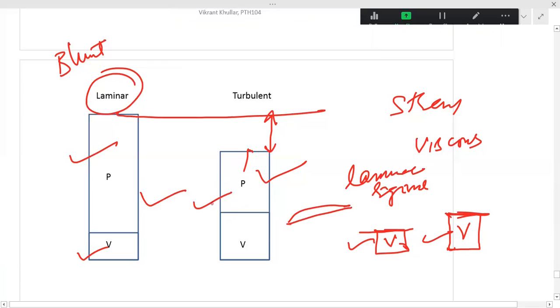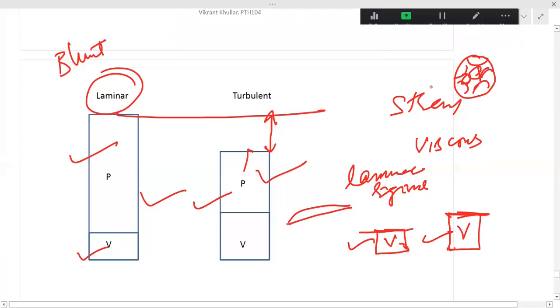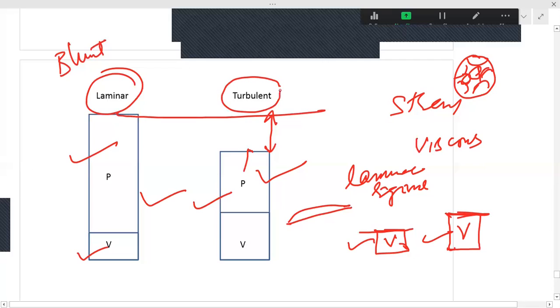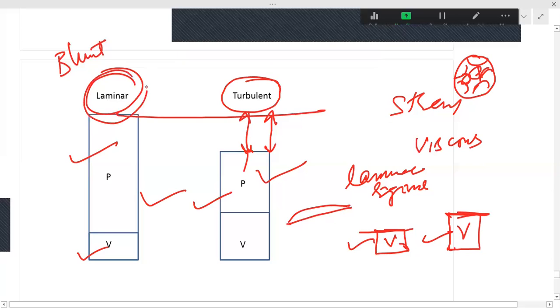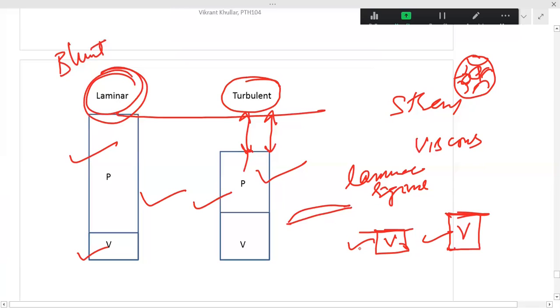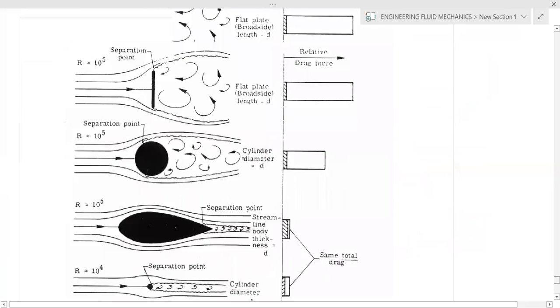And that's why, one last point, have you seen a golf ball? A golf ball has dimples. These dimples are there because it is a bluff body and we want to make it turbulent. Then only you can have less drag as compared to the laminar regime. These grooves are made to increase the surface roughness. So it actually brings the ball into a turbulent regime much faster.